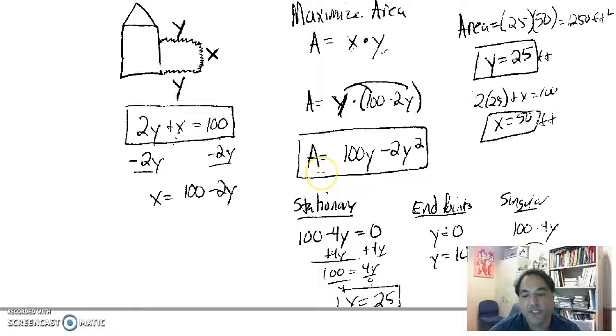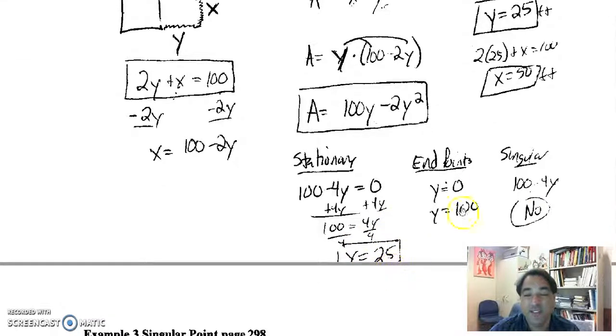So we're going to go through stationary, singular, and endpoints. The derivative of 100y minus 2y squared is 100 minus 4y. Set that equal to 0. Add 4y to both sides. 100 equals 4y. Divide by 4, y equals 25. That's one possible point. The endpoints, remember, we only have 100 feet of fence, so I can look at 0 and 100. But to be honest, they don't make much sense because we're not going to have one side of 0 because the rabbit would run away, or one side of 100. So you can think of it like 99 or 1, but really this is not going to give us an answer. It doesn't make sense to maximize.